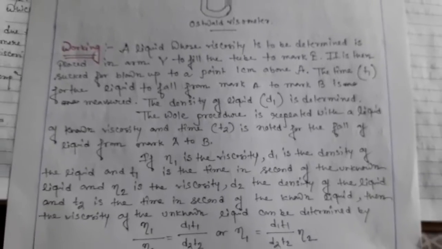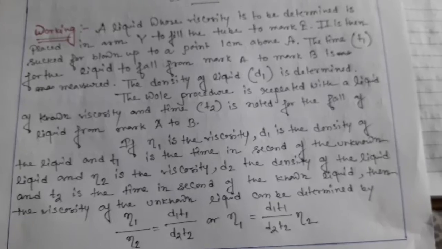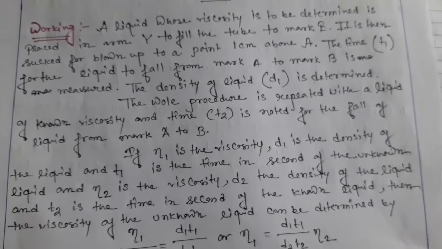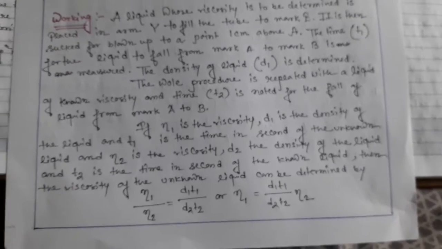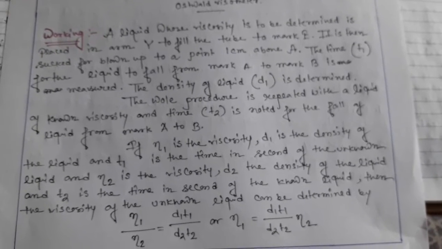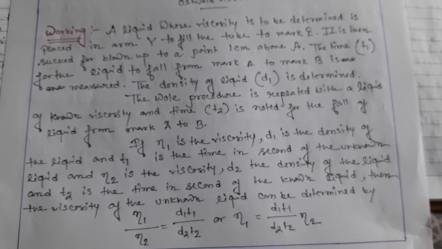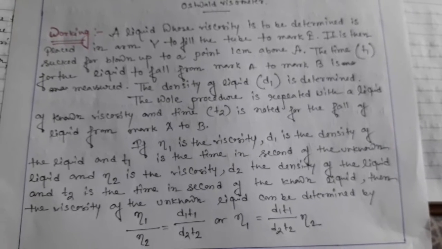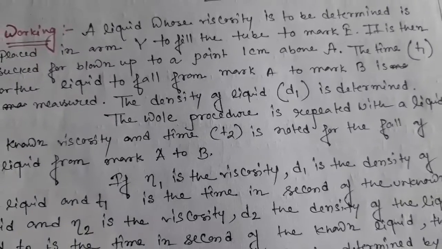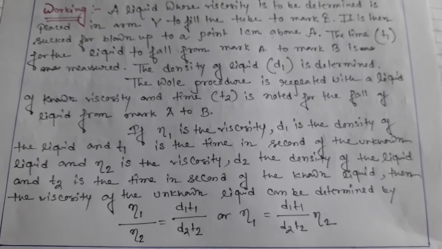So what is the working of the viscometer? When you determine the viscosity of a liquid, first of all the liquid whose viscosity is to be determined is placed in the arm Y, to fill the tube to mark E. It is then sucked or blown up to a point 1 centimeter above A, and the time T1 for the liquid to fall from mark A to B is measured.